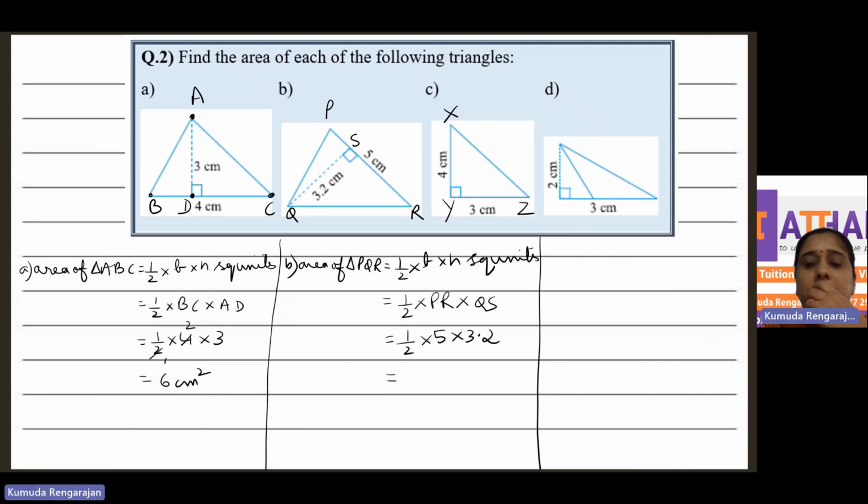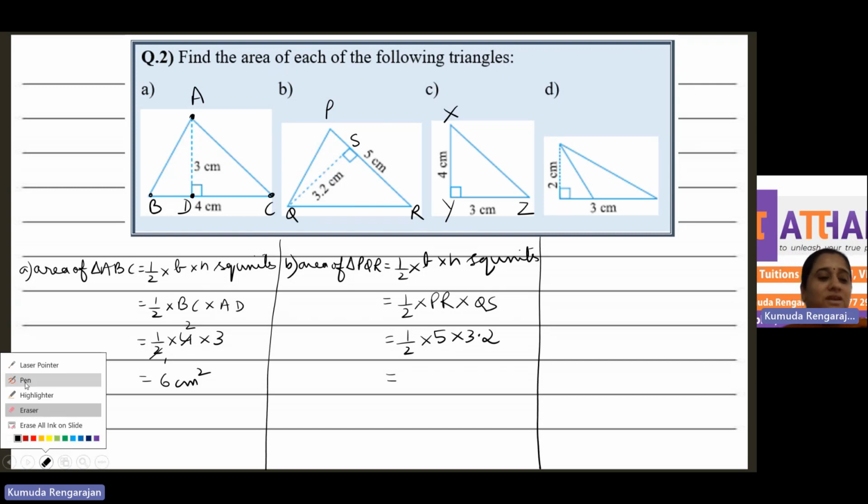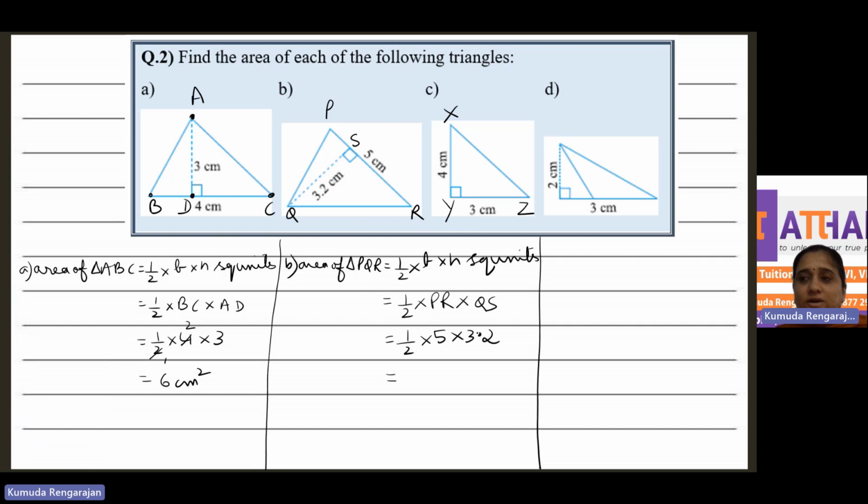After you do 5 into 3.2, we want to get cancelled. 3.2, you cannot cancel 2 and 2. No, we can't. 3.2 is a number. So you cannot cancel 2 and 2. You must cancel 2 ones and 2 how many times is 3.2? 16.